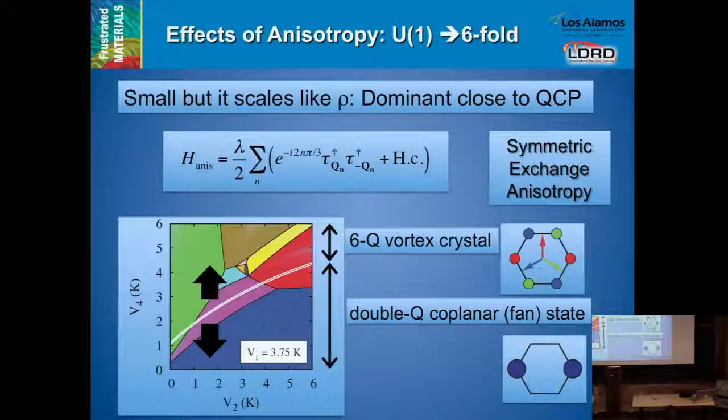So if you now minimize this term in this variational space of these 6Qs, the nice surprise is that you end up with only 2 degenerate minima, which are precisely the states of interest: this 6Q condensate that is a vortex crystal, or a double Q state. So these are really the states that are competing, close enough to the critical point, once you include this anisotropy.